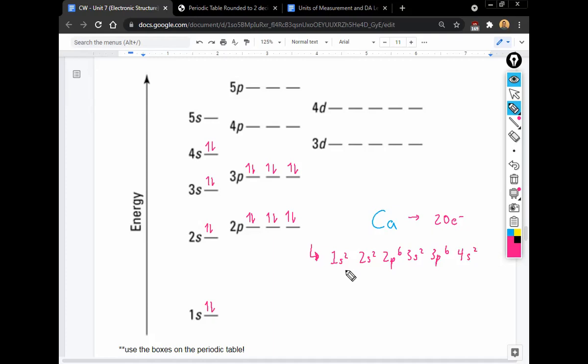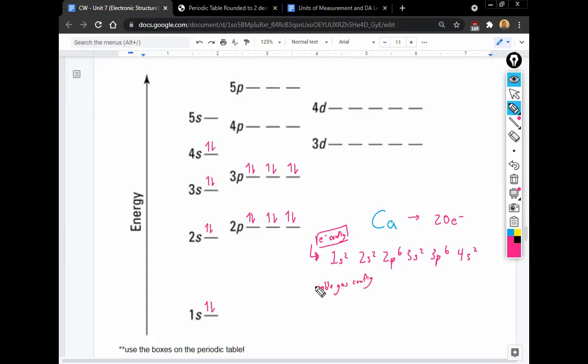Now, that's a lot to write, right? So that's the electron configuration. And that's a lot of writing. And so, because chemists are really lazy, they made up another way to write the same thing, but to do it shorter, okay? And we call this a noble gas configuration.